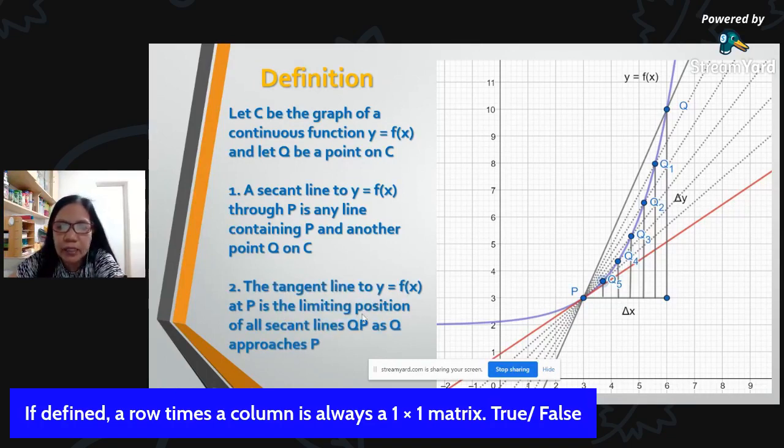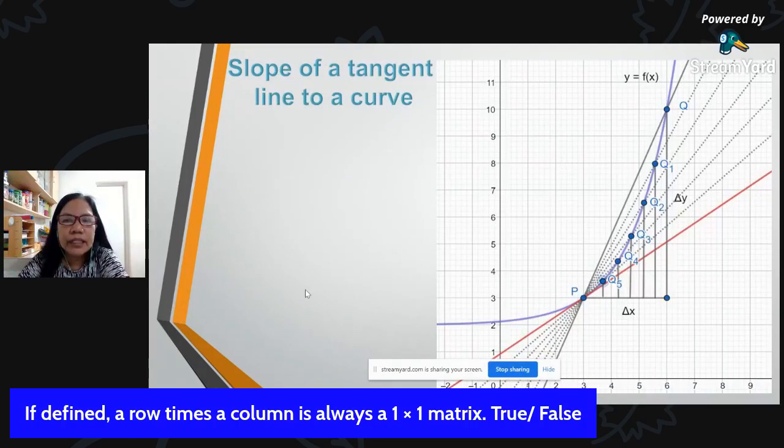And then the tangent line to y equals f of x at P is the limiting position of all the secant lines QP as Q approaches P. That's why we have to use the limit to find the slope of the tangent line. It is very difficult to discuss the slope of the tangent line without the limit. So again, the slope of the tangent line is the limit of delta y over delta x as delta x approaches zero.